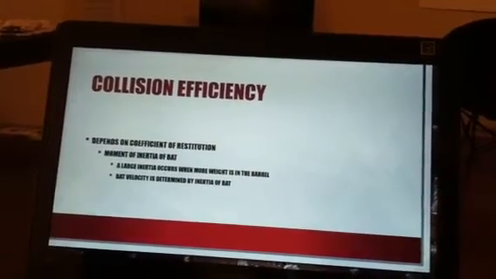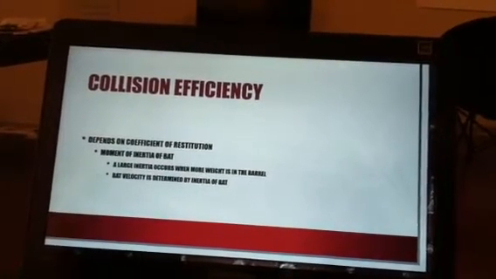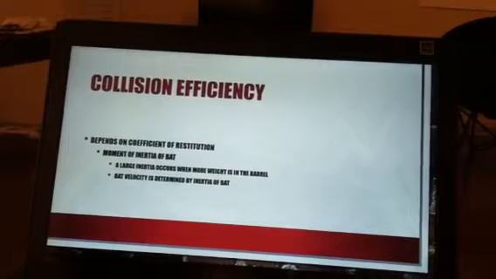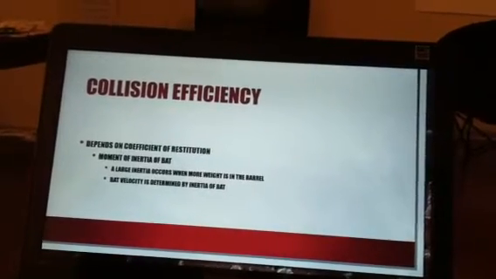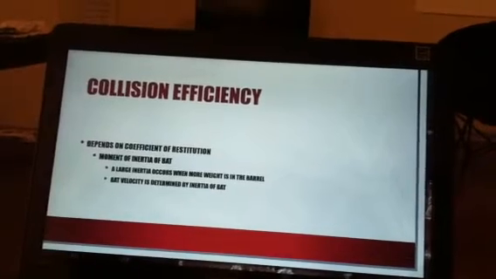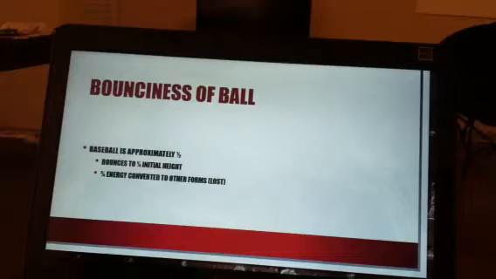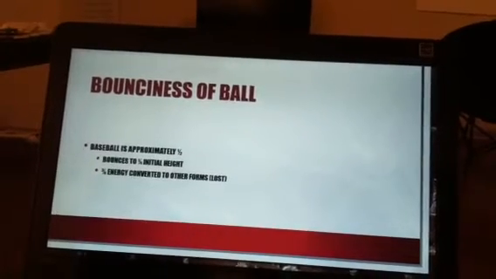The collision efficiency depends on the coefficient of restitution. It includes the moment of inertia of the bat, so the shape of the bat is very important. A large inertia occurs when there is more weight in the barrel, and the bat velocity is determined by the inertia of the bat. The bounciness of the ball.